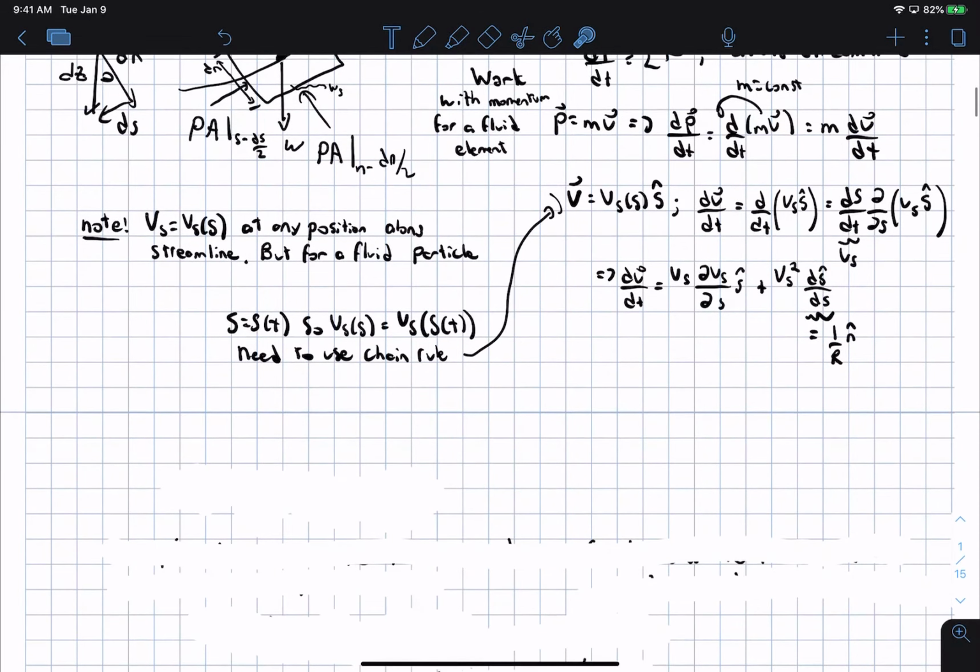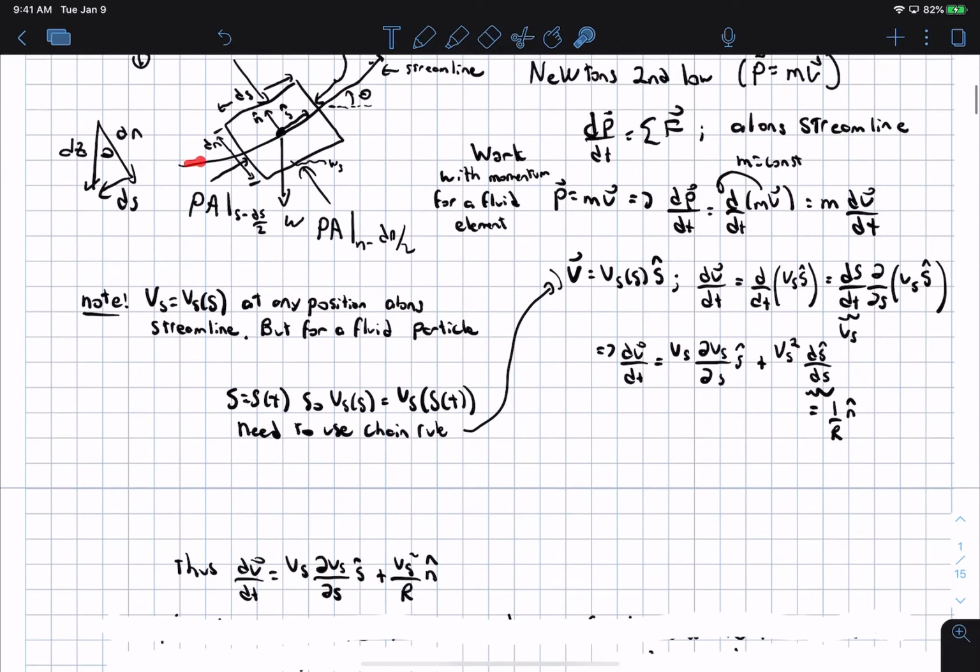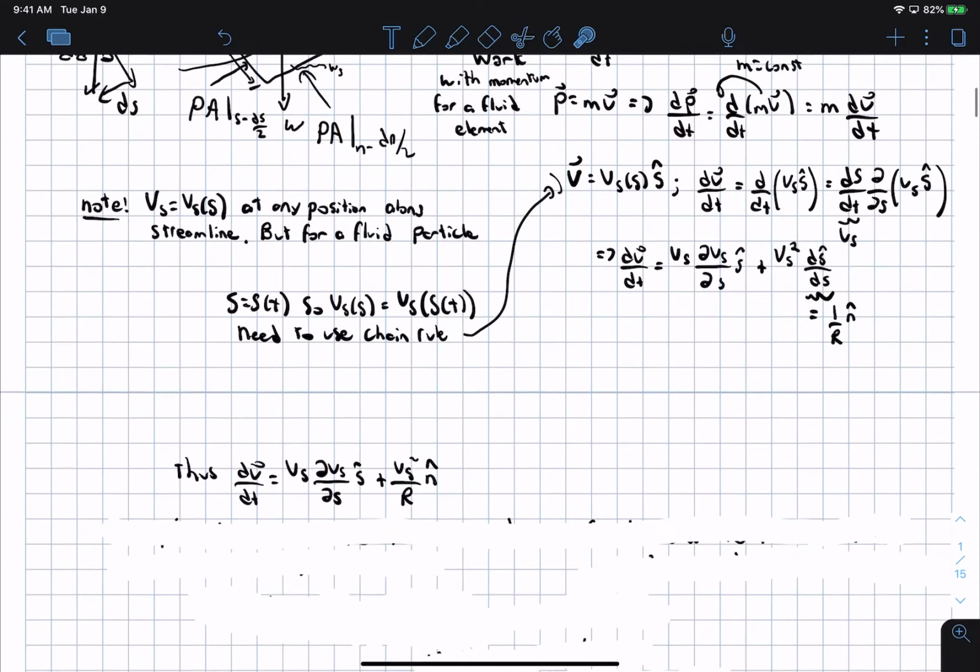So thus, we have that dV/dt equals V_s times dV_s/ds in the s hat direction plus V_s squared over R in the n hat direction. And this here is really a centripetal acceleration as the fluid element goes around a curve. It is nothing more than that. In fact, if we didn't have that term, there would be something wrong with our analysis.